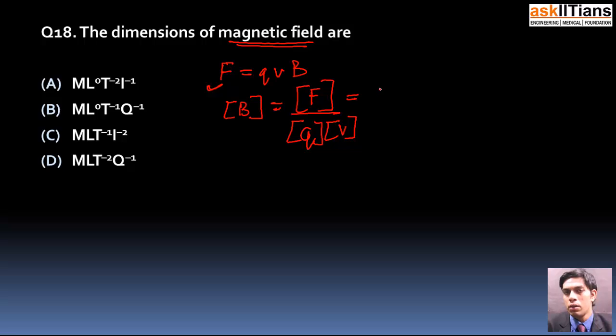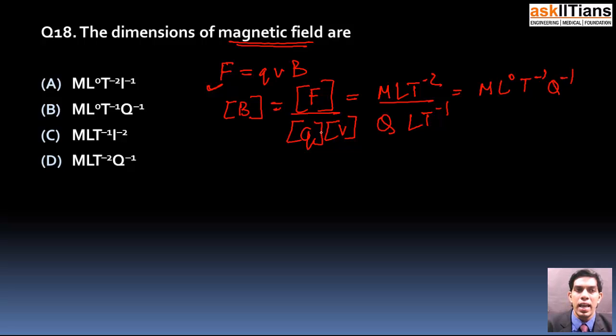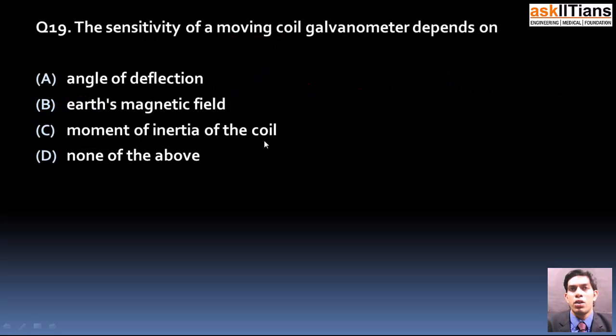This is equal to MLT minus 2 divided by QLT minus 1. This comes out to be ML0 T minus 1 Q minus 1. Hence B, ML0 T minus 1 Q minus 1, is the correct answer. That is, the dimension of the magnetic field is this. So let's move on to the next question.